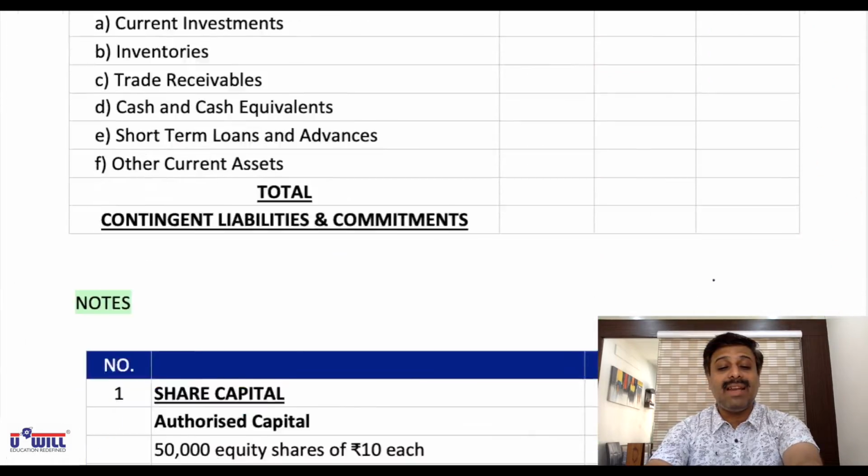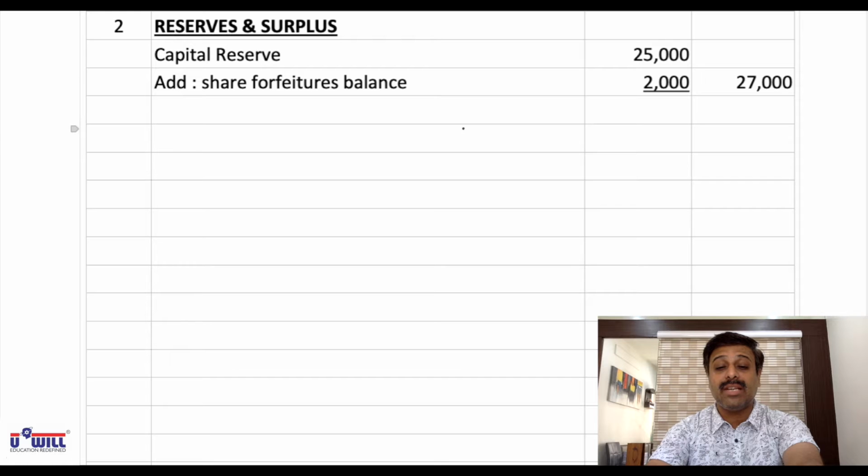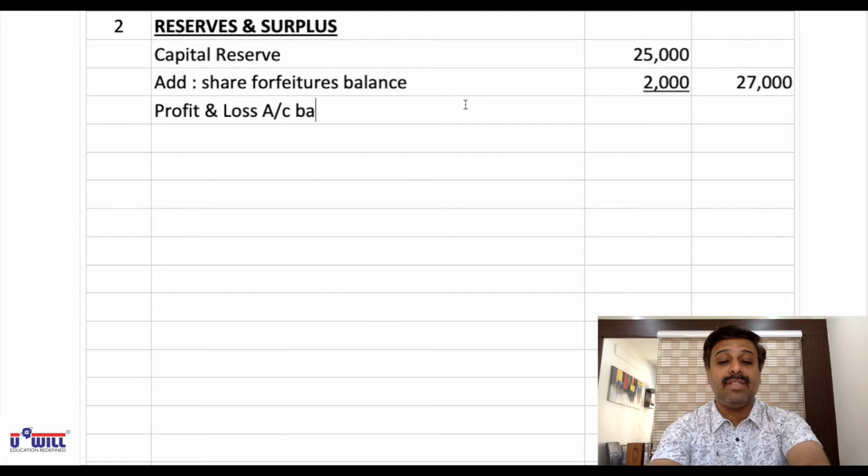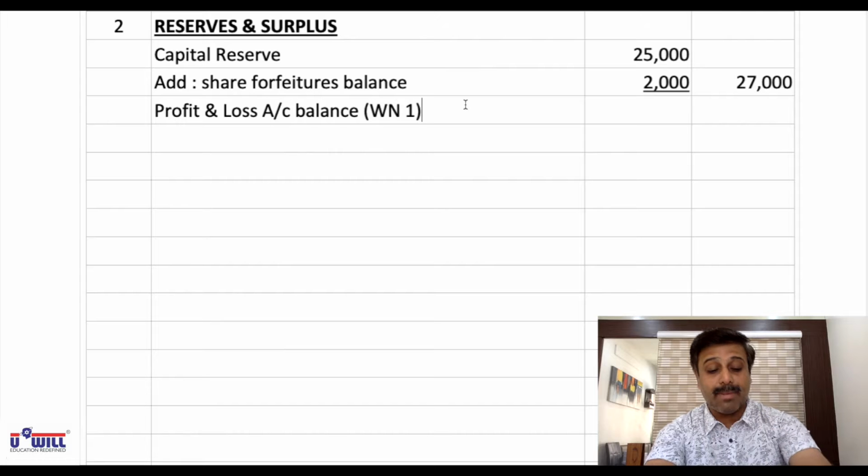Now here we have to leave one line for profit and loss, which we'll get from the statement of retained earnings. So for the profit and loss balance, you will leave the space, and we shall be getting that from working note 1 later on. So keep that pending, everyone.